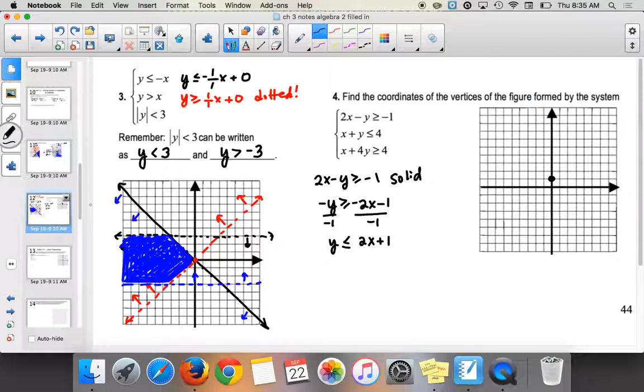So I'm going to have a y-intercept of 1. And I'm going to go up to the right 1, up to the right 1. All right, and it's a solid line. I could also go down to the left 1, just as long as in the end my line is going upwards as I read it like a book, left to right.